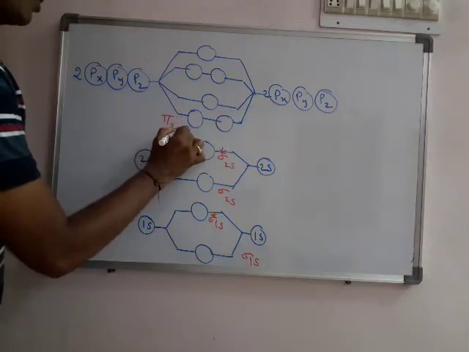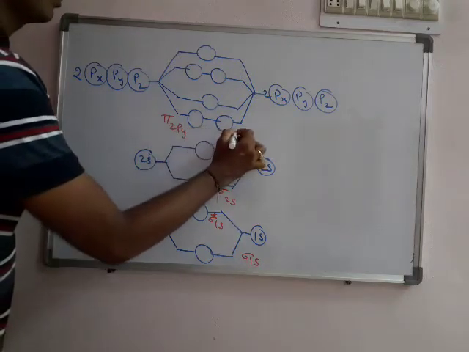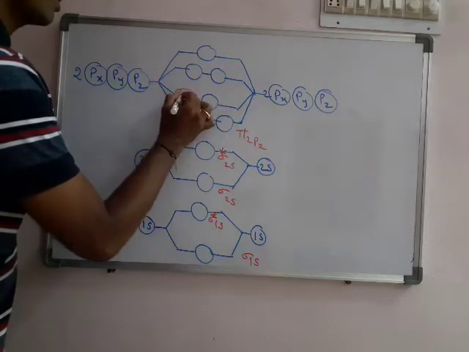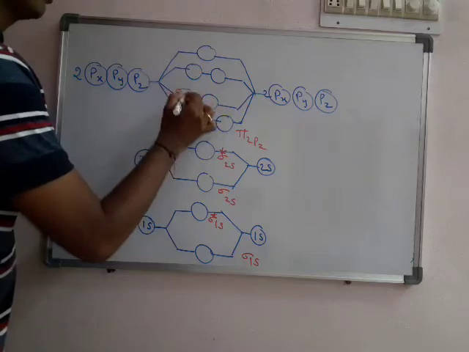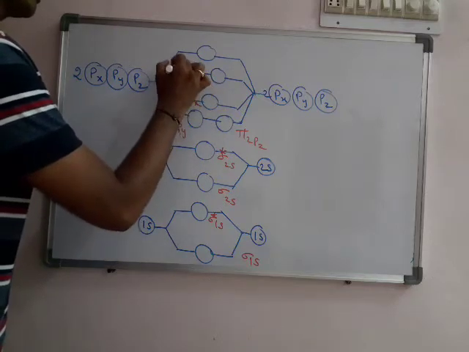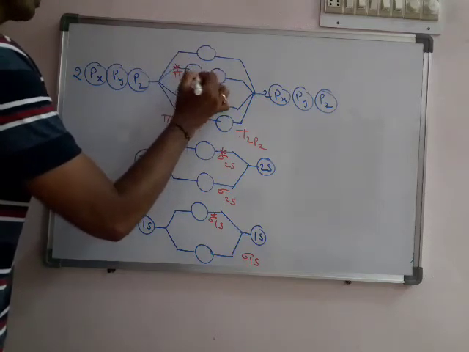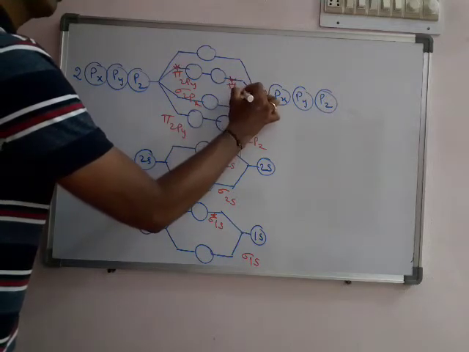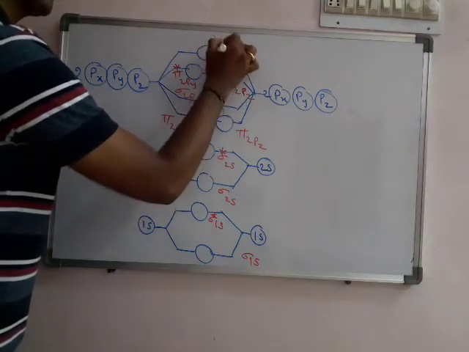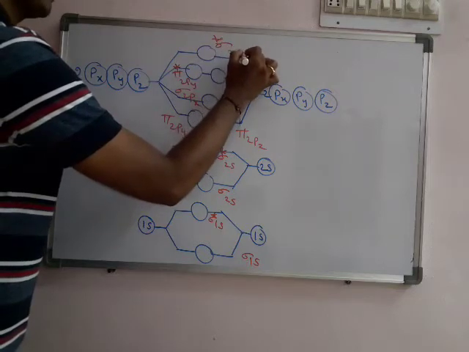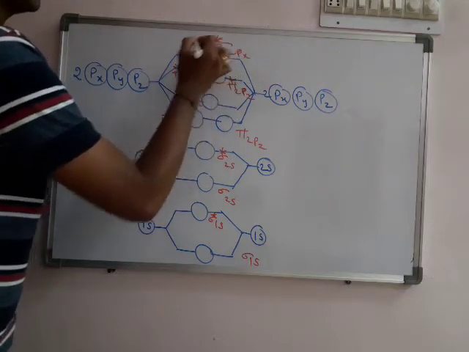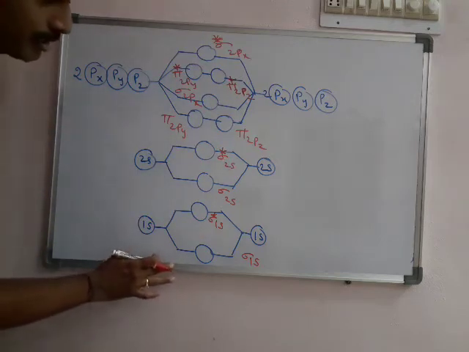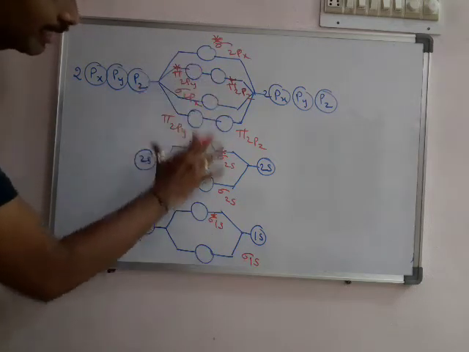We know the configuration. Pi 2py. This is pi 2pz. What about this? This is sigma 2px. What about this? It is pi star 2py. So it is pi star 2pz. Okay. So this is at last sigma star 2px. We have a very small size, so you need to draw perfectly with a bigger length.